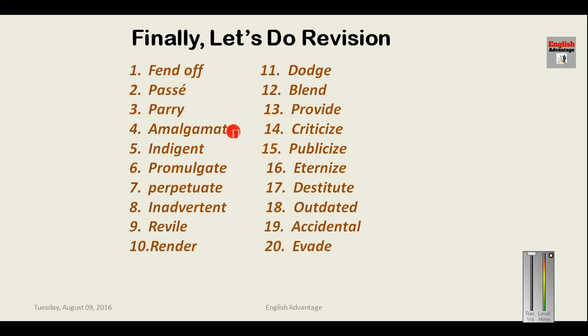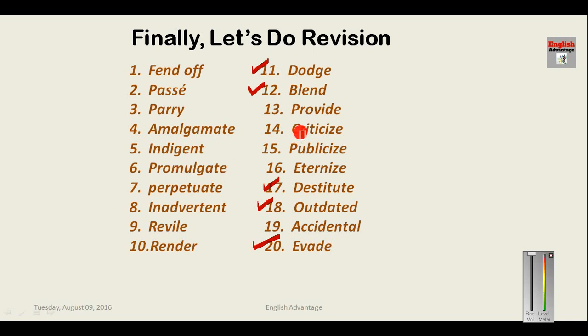Fend off means to evade, to escape something. Passé is something that is outdated, that is antiquated, that is out of fashion, or you can say that is obsolete. So that is the meaning of passé. If something is passé, it's out of fashion, it's outdated. Parry means dodge. Amalgamate means to mix or blend something. Indigent means somebody who is very, very poor, or you can say destitute.